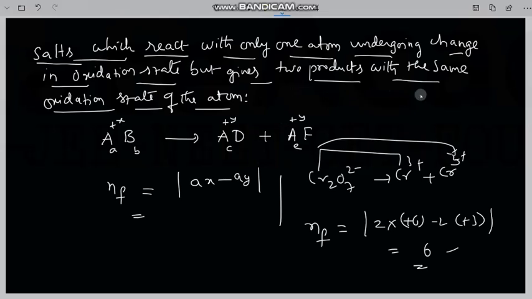If you see another type of salt, the salts which react with only one atom undergoing change in oxidation state and give two products, here also it gives two products, but here not the same. I'm writing here, different oxidation states of the atoms. So that we will check now.